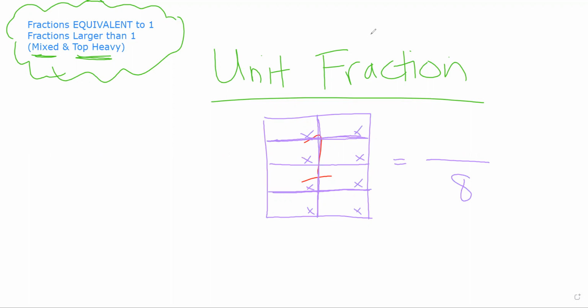Now each one of these represents one piece. So this is one piece out of the 8. This is also one piece out of the 8. This is also one piece out of the 8, and this is also one piece out of the 8, and so on, that trend continues. So each one of these is its own one piece of 8. So that's the unit fraction.